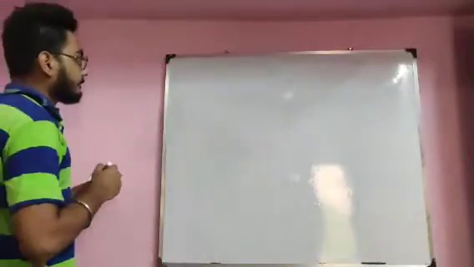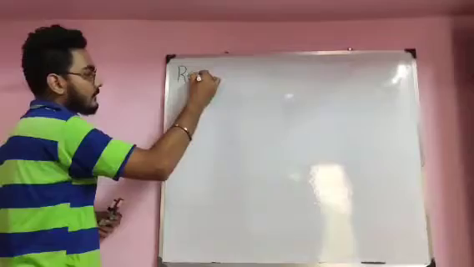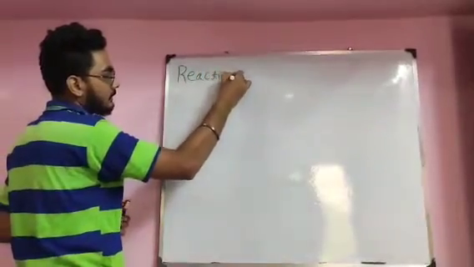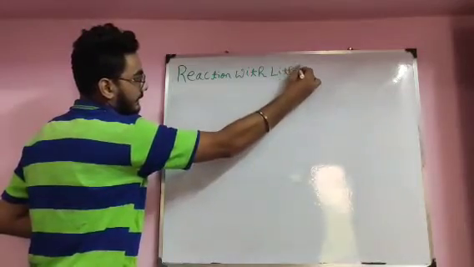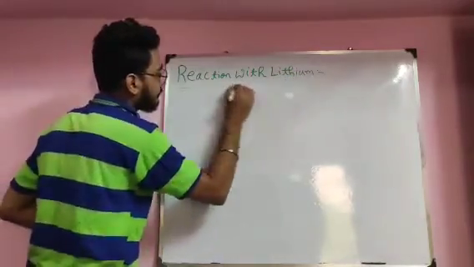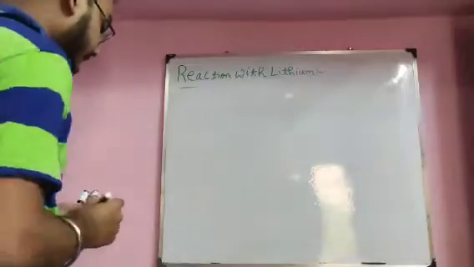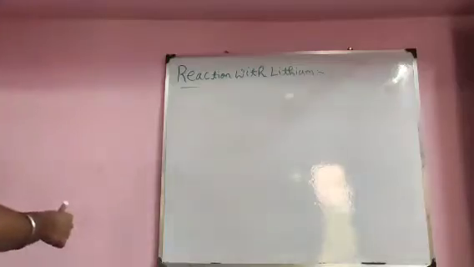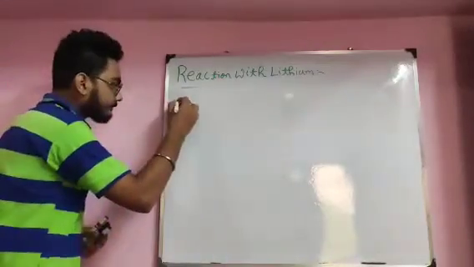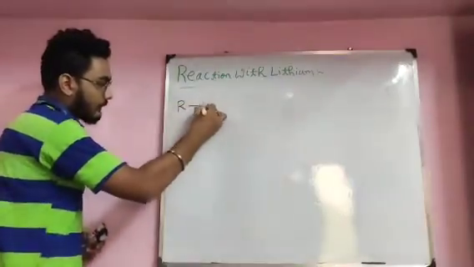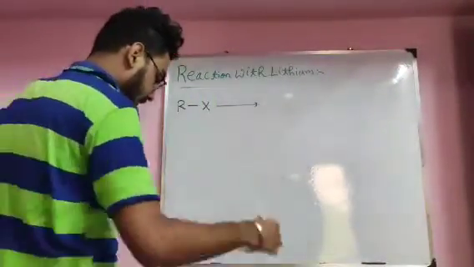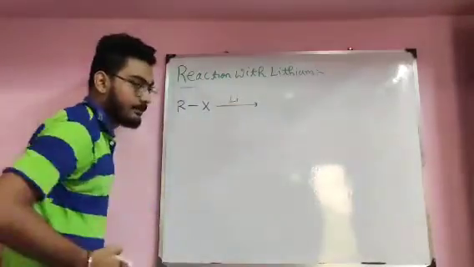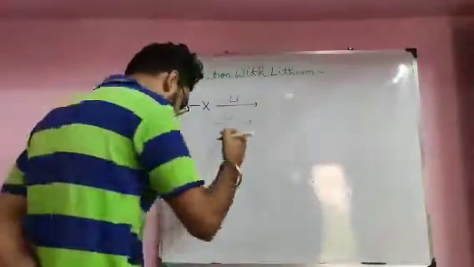Reaction with lithium. The formula of reaction with lithium is R-X. The reagent used in reaction with lithium is lithium, N2 and hexane.